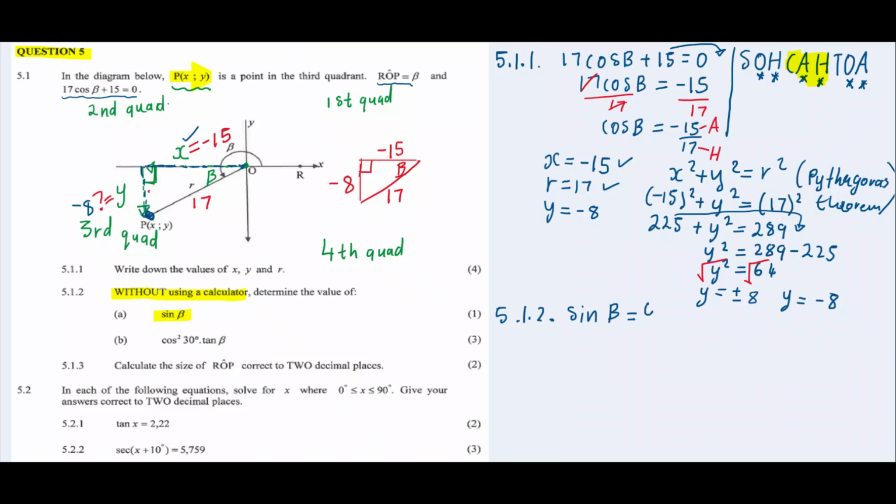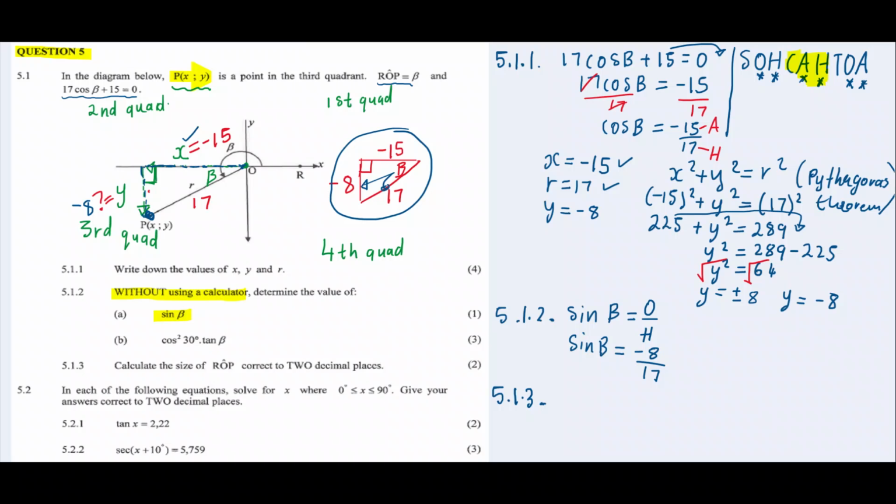So we can answer any question here. They're looking for sine beta. Sine beta is the opposite over hypotenuse. So we look at the angle, and then we look at the opposite side to the angle, which is minus 8. So the sine of beta here is going to be minus 8 over the hypotenuse side, which is the 17, the one opposite to the 90 degrees based on this triangle, right? So we've looked at that, and we can move on to 5.1.3.